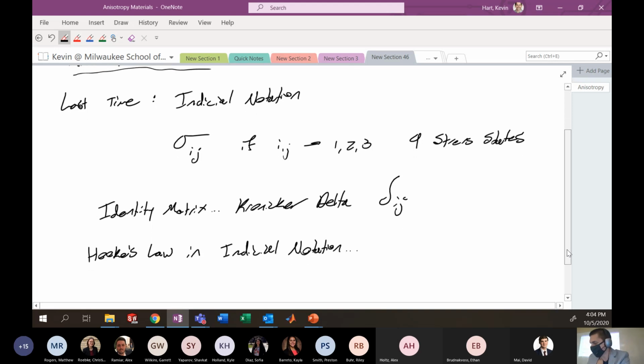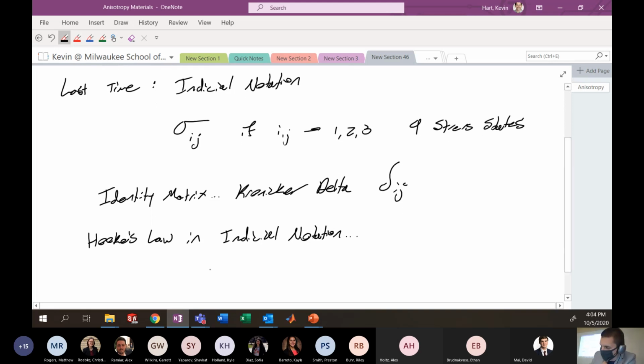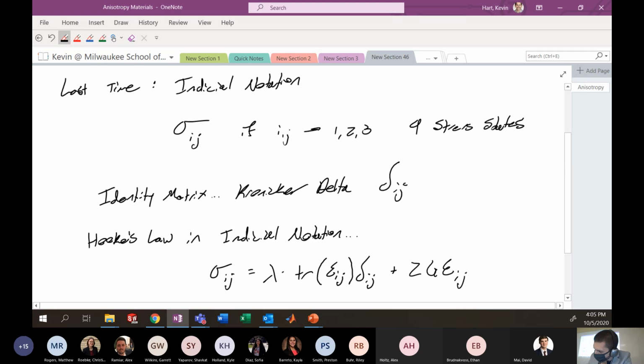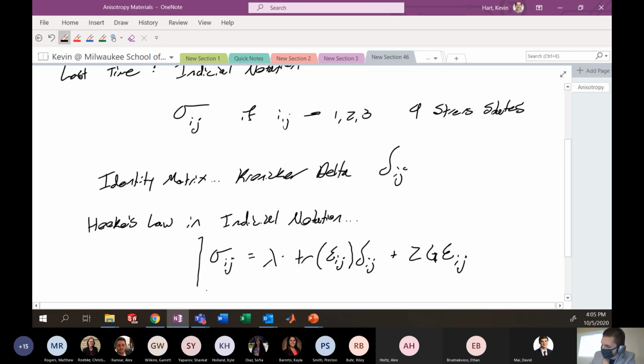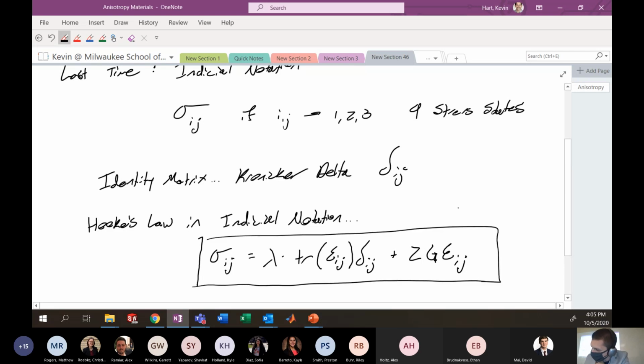Or if you wanted to represent the stresses in terms of the strains, you might write something like sigma ij, which is 9 stress states, is lambda times the trace, TR, of epsilon ij, where epsilon ij is the 9 strain states, multiplied by the Kronecker delta ij, plus 2g epsilon ij. This is just a shorthand version of Hooke's law, and this here is actually 9 equations. This is for an isotropic material.